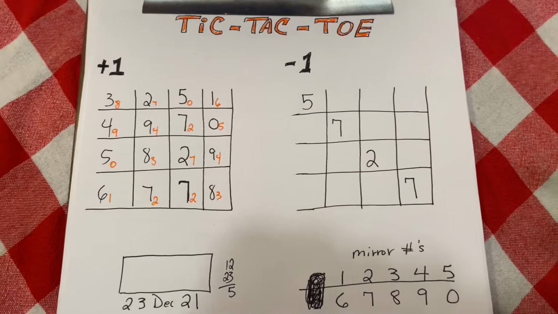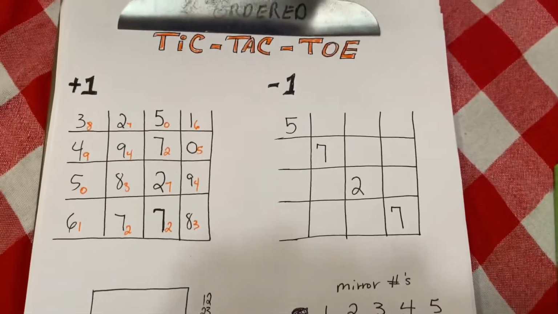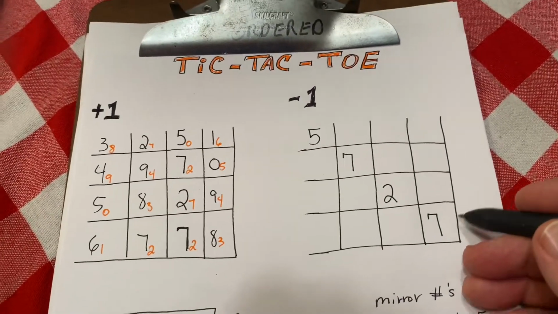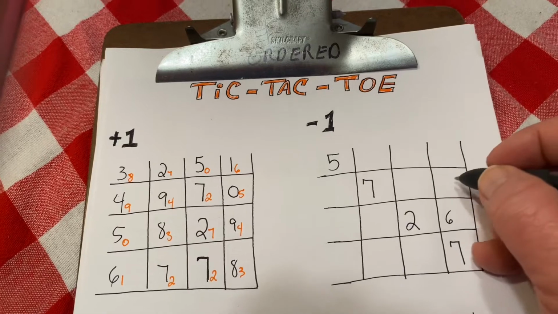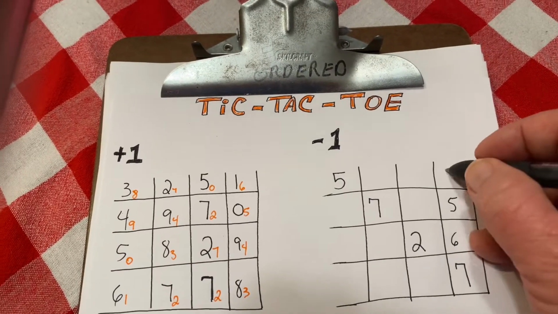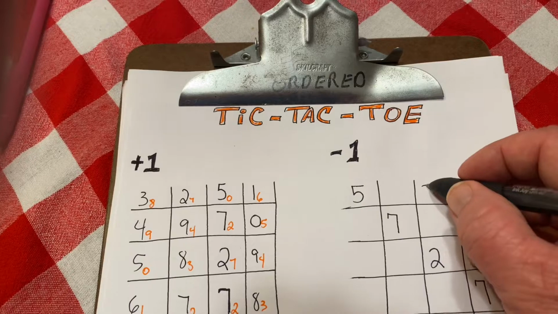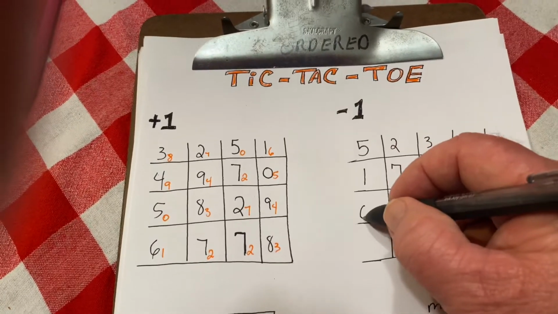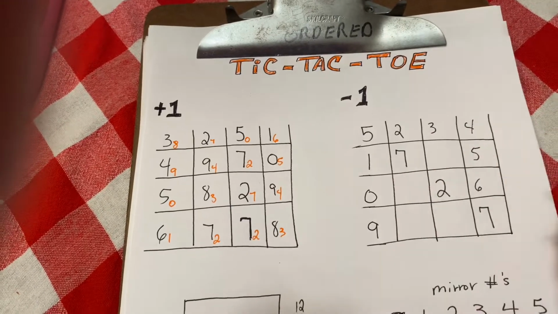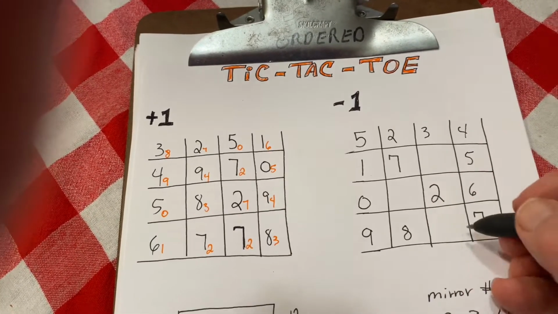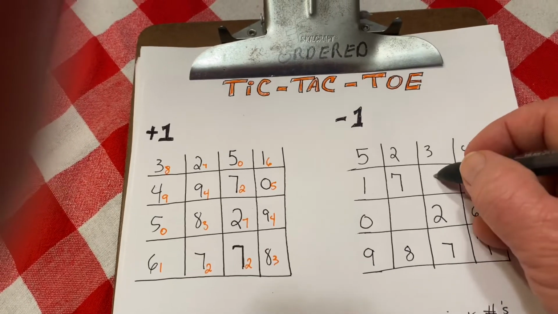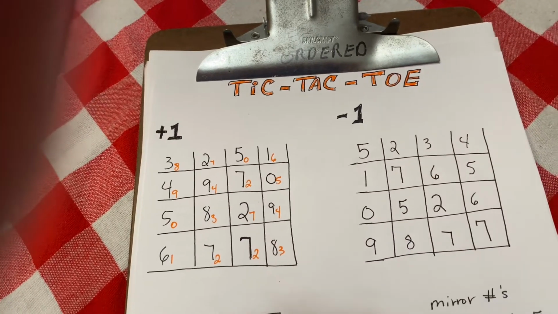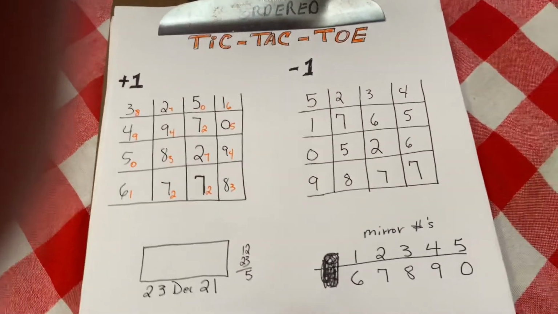I've done that on the +1. Counterclockwise, excuse me. So right here, 7 -1 would be 6, 5, 4, 3, 2, 1, 0, 9, 8, 7, 6, and a 5.